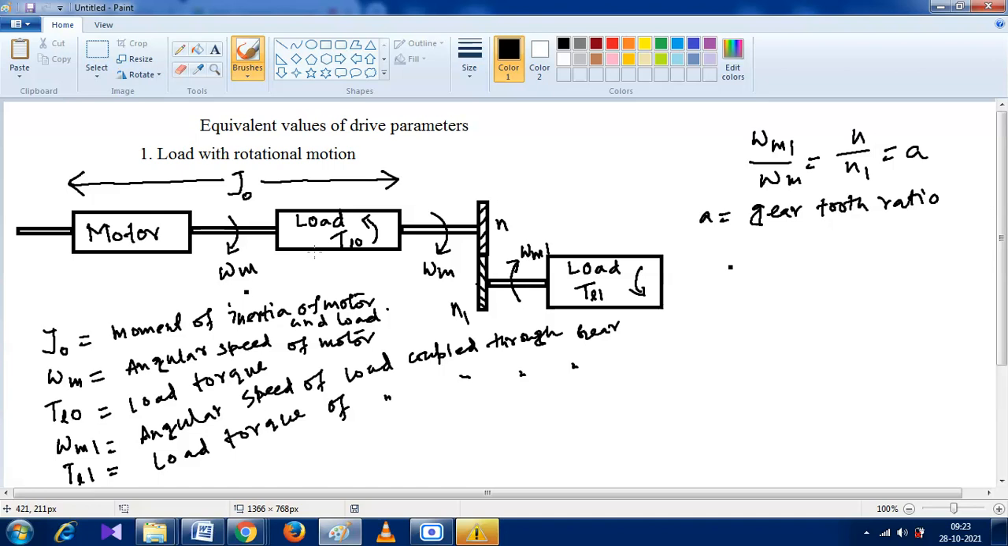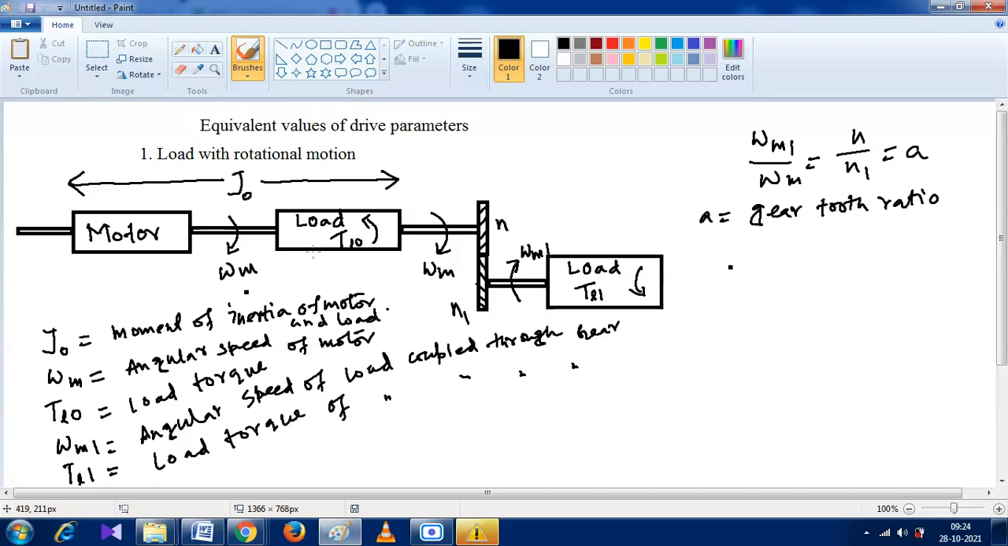What is the formula of kinetic energy? One by 2 m v square, if it is in linear motion, because the mass of that system is m and the linear velocity of that system is v. So the kinetic energy of that system is half m v square. But here we consider rotational motion.